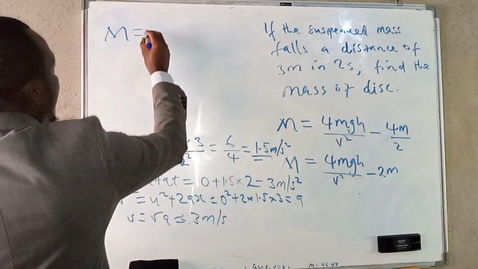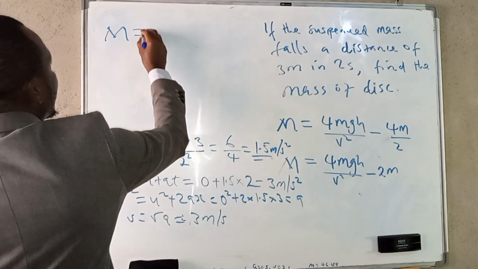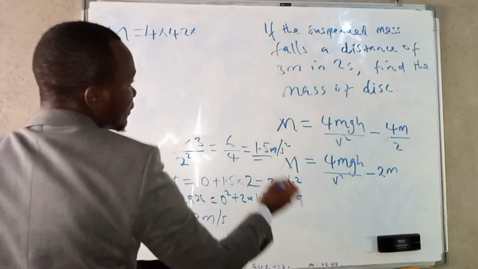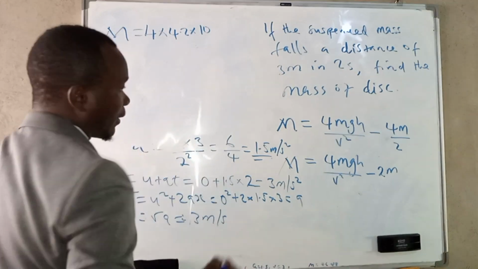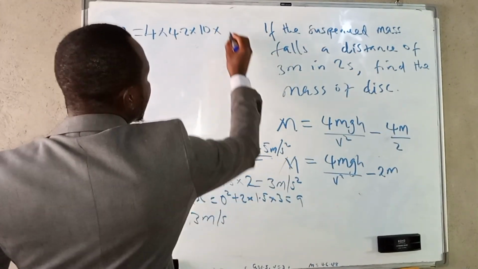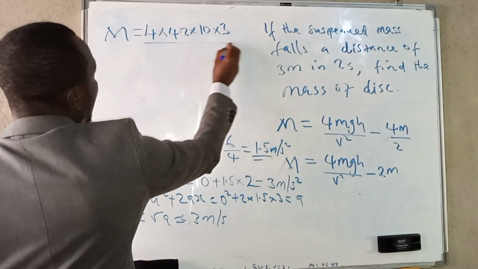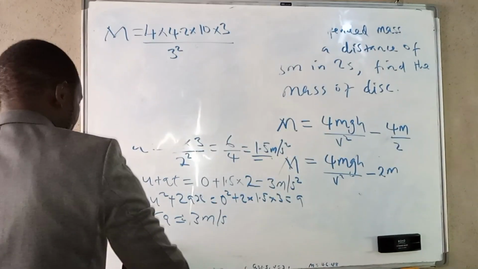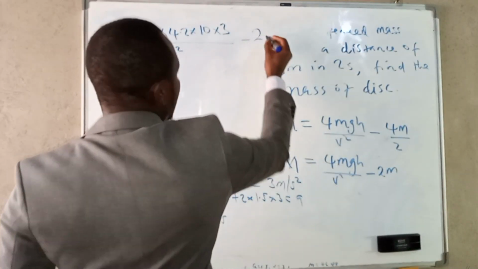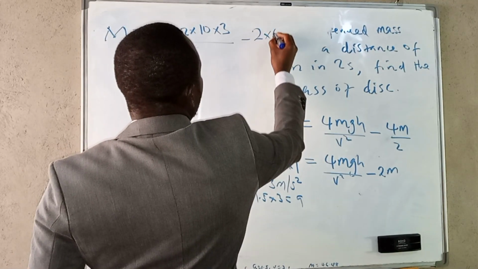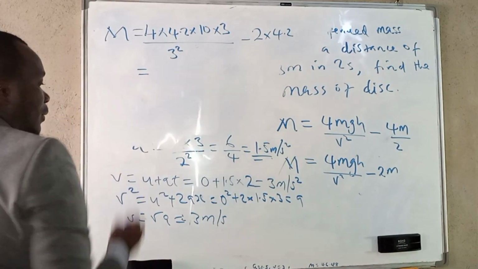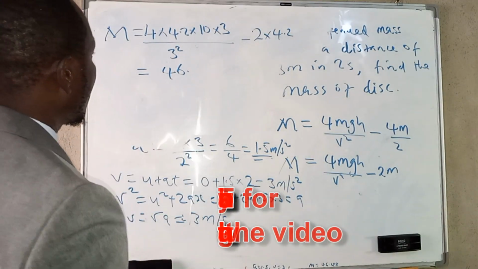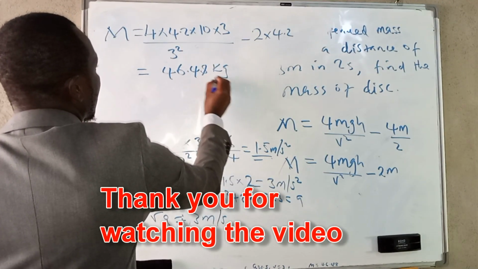M is equal to, so let us plug in the values. We have 4 times the mass, 4.2, times the value of g, 10 or 9.8, times the height, 3, over 3 squared, everything minus 2 times 4.2. So here, what we're going to get is 46.48 kg as the mass of the disc.